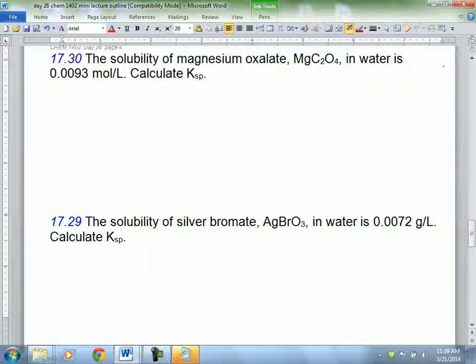The solubility of magnesium oxalate in water is 0.0093 moles per liter. Find Ksp. So we need a plan.